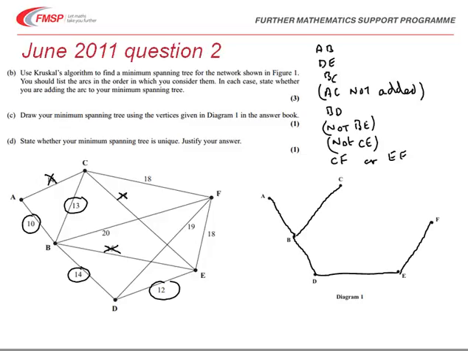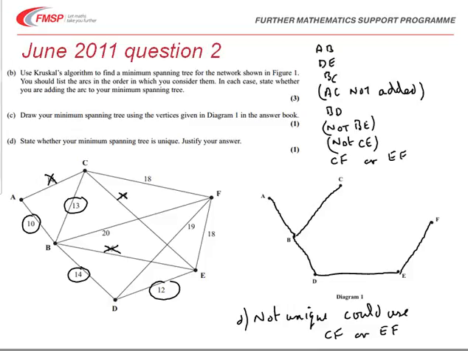Now, the final part of the question, we've already obviously got our minimum spanning tree. The final part of the question, which says state whether the minimum spanning tree is unique. Part D, it's not unique because we could have used CF instead of EF. So we've got that choice there at the end. So there we are. That's the question complete.